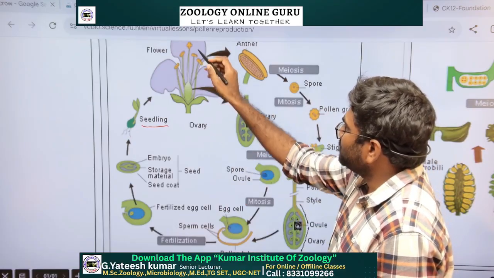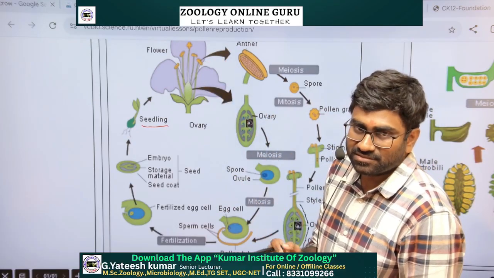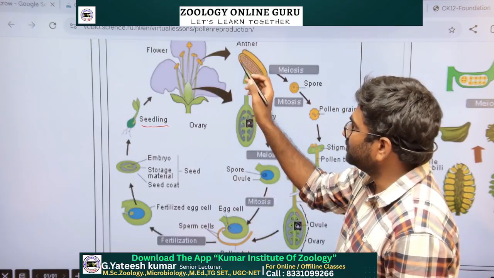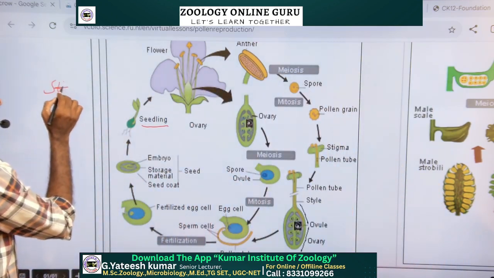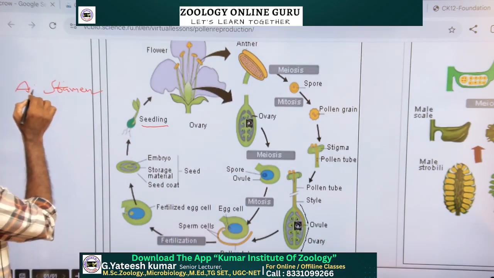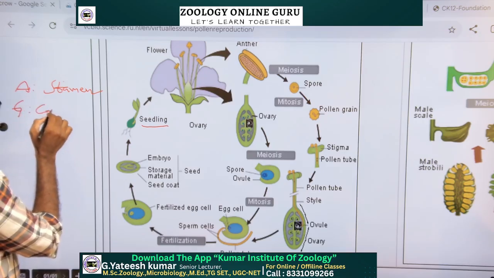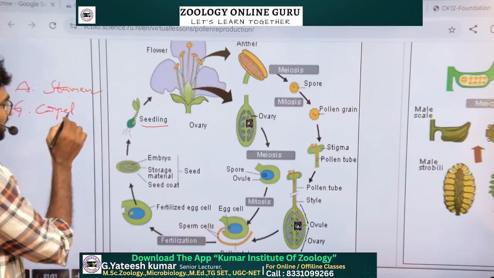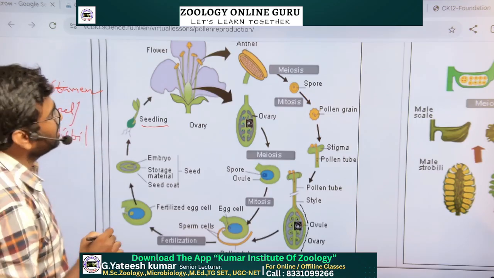Here, this is the structure of a flower. It has mainly two important organs for reproduction, that is androecium and gynoecium. The unit of the androecium is the stamen, and that is usually represented with the letter A, and the unit of the gynoecium is a carpel. It is represented with the letter G. This carpel is also called a pistil.